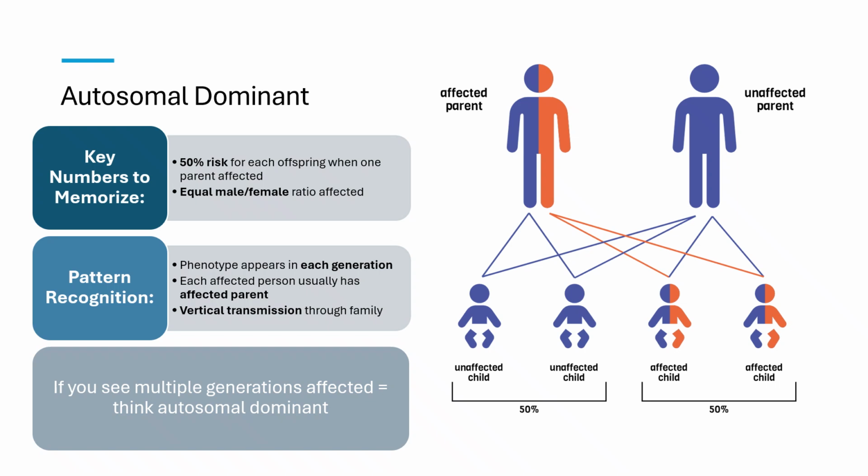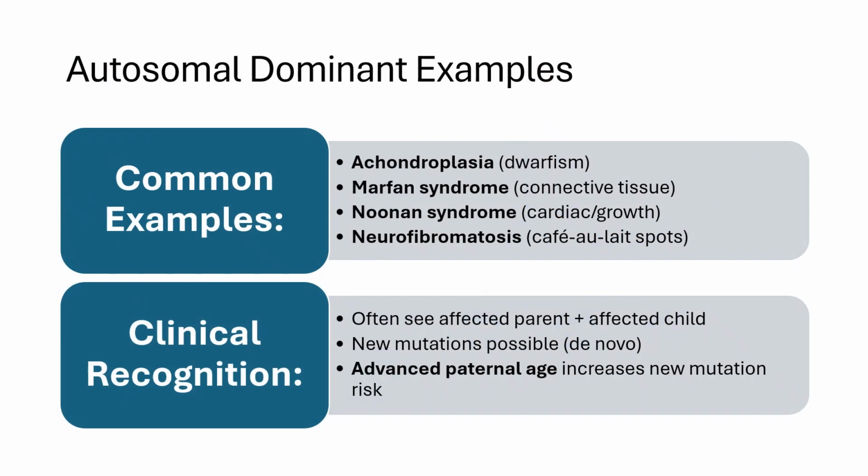A key feature of this pattern is vertical transmission. The condition appears in every generation, so if a child, parent, and grandparent all show signs, think autosomal dominant. Remember, not everyone with the mutation shows symptoms. That's due to variable expressivity and incomplete penetrance, meaning the same mutation can cause different symptoms, or sometimes none at all. Autosomal dominant conditions follow a clear inheritance pattern.